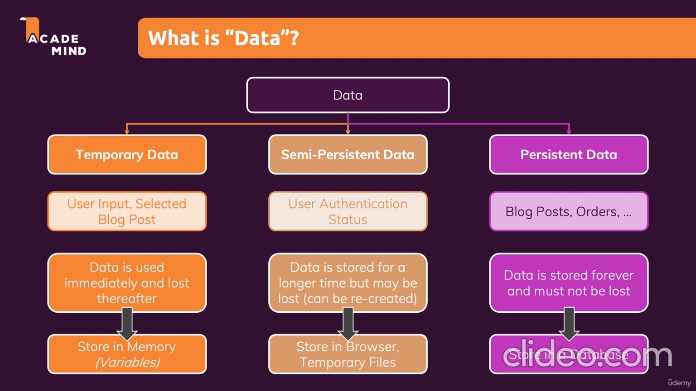And therefore, these are the three categories of data I like to think about, and of course we need to be able to work with all three of them. Now we're going to take a look at semi-persistent data later in the course, once we dive into sessions. We already had a look at temporary data. We used it throughout this course thus far.